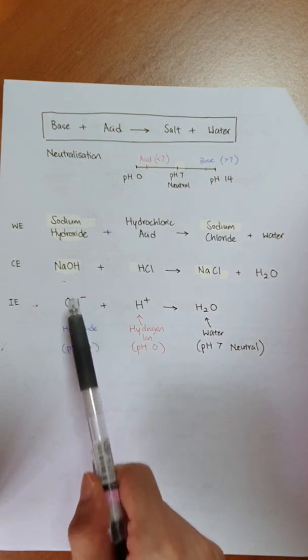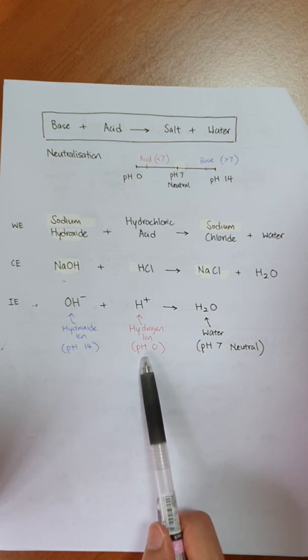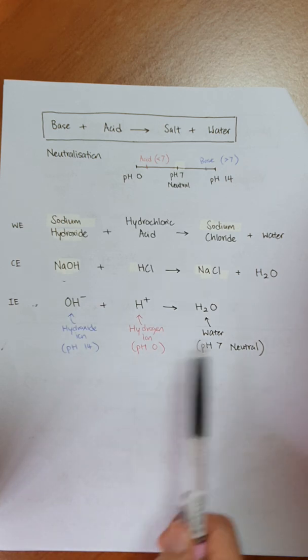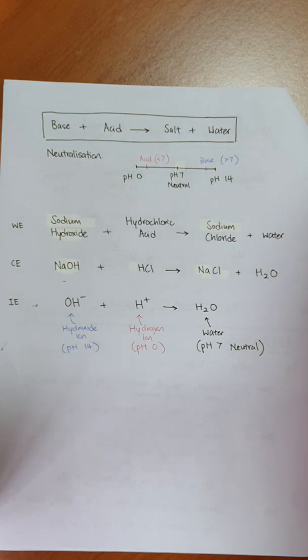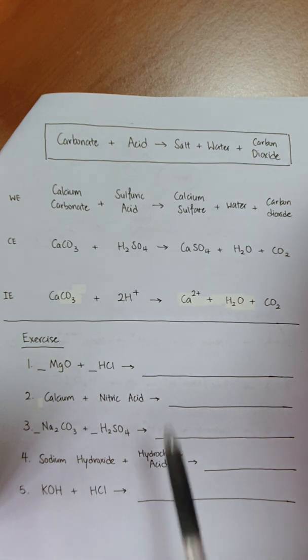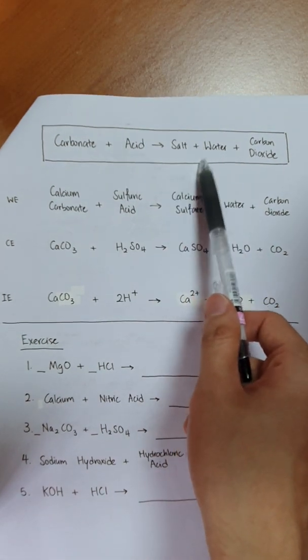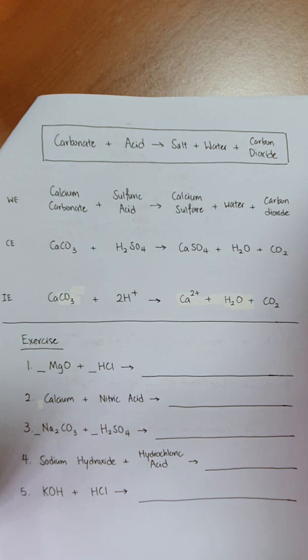Your OH ion, which is the hydroxide ion, the basic ion, plus the acidic ion, which is the hydrogen ion, gives you water. It's standard. And then we look at the last type of equation here, which is carbonate plus acid, giving you salt, water, and carbon dioxide. So if you notice what I said earlier, a carbonate is basically just a base plus carbon dioxide. Because you get a salt and water, which is what a base produces, and then you get carbon dioxide, which is the extra.